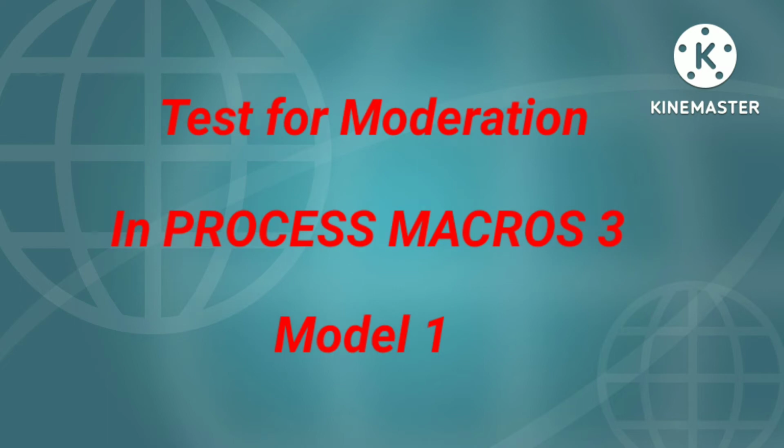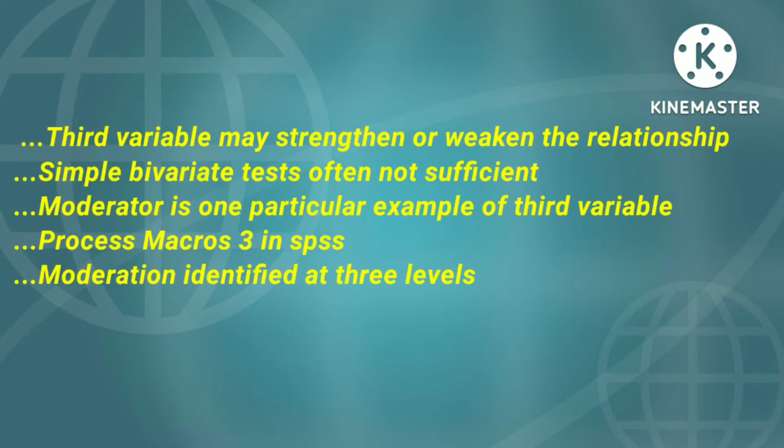In this video we shall see how to carry out a test for moderation while making use of Model 1 in Process Macro 3. In scientific research, tests for moderation are conducted when it is assumed that a third variable may strengthen or weaken the relationship between independent and dependent variables. Among variables, there are often complex causal relations that may not be identified through simple bivariate relations. Hence, a third variable is at times included while modifying the relationships.